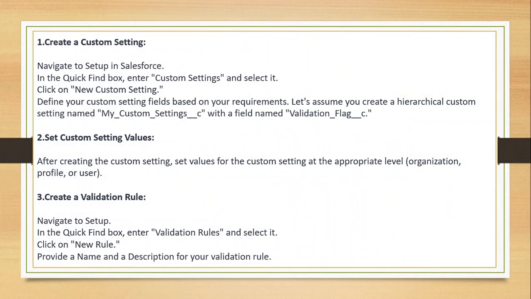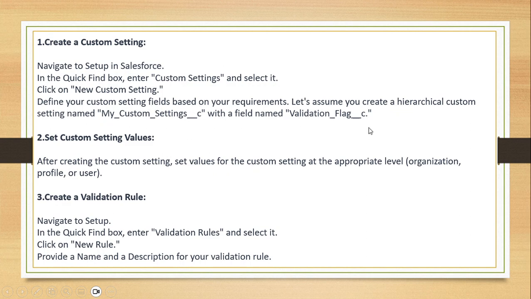Create a custom setting. Here is the process to create a custom setting for a validation rule. Navigate to Setup in Salesforce. In the Quick Find search, enter Custom Settings and click on New, and define your custom setting based on your requirement.